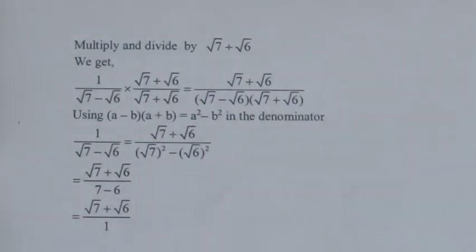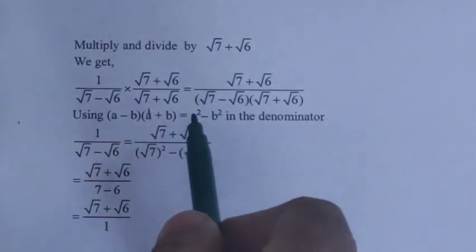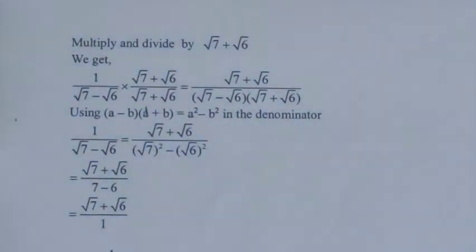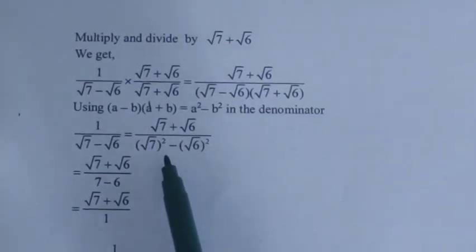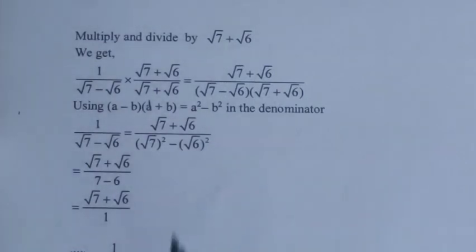only. But in the denominator it is in the form (a minus b) into (a plus b) equal to a square minus b square. So root 7 minus root 6 into root 7 plus root 6 means root 7 square minus root 6 square. That is what we have written in the next step. So 1 by root 7 minus root 6 is equal to root 7 plus root 6 divided by root 7 square minus root 6 square.